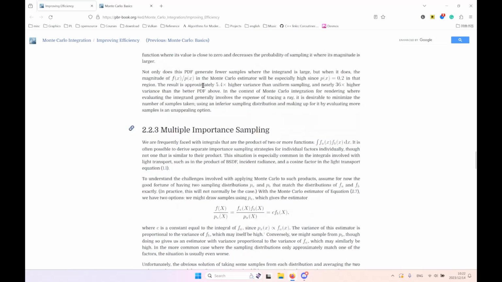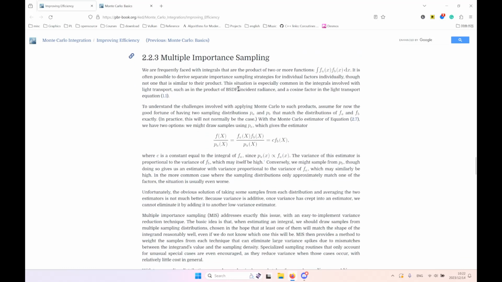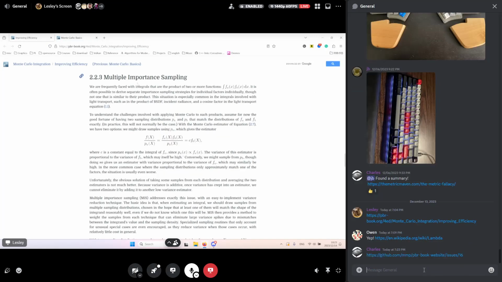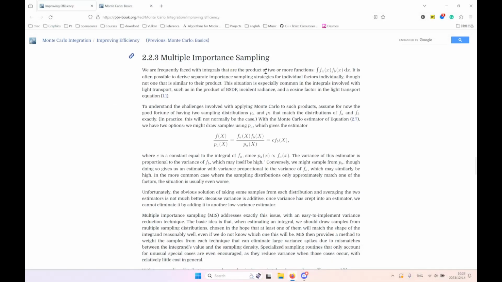All right. Any questions before we move on to MIS? Yeah, so for MIS, multiple importance sampling, the basic idea is that we have integrals that are a product of two or more functions, each with its own distribution.